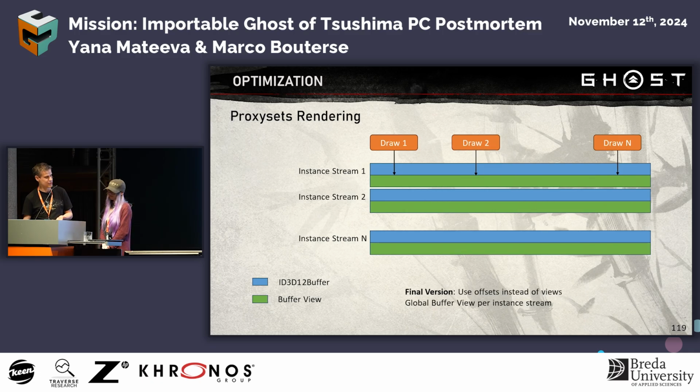So what we did in the end was just have big buffers for each instance stream and use offsets inside these streams. For this, we actually had to modify the shaders and the system doing this, where we could do the sub-allocation on a lower level. But this really helped, and it massively reduced the number of descriptors we create each frame.